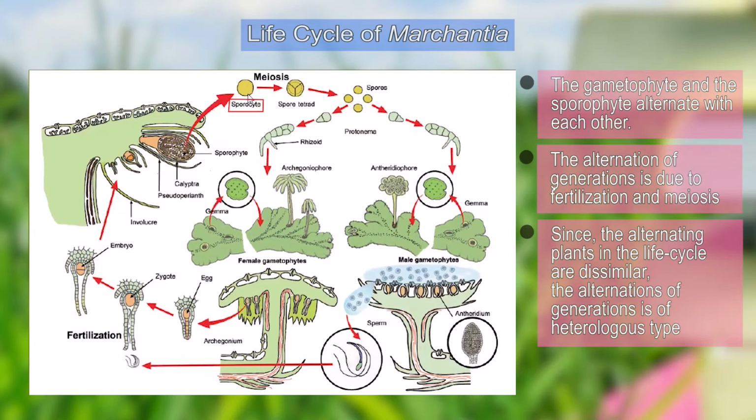Now, in this capsule, meiosis occurs and the diploid sporophyte returns to the haploid phase, that is the end phase. During meiosis, the spores are produced which are dispersed with the help of elaters, and these spores again produce the protonema. From the protonema, the gametophyte cycle initiates. So, as I said, the gametophyte alternates with the sporophyte. The alternation of generation is due to fertilization and meiosis. Since the alternating phases in this life cycle are dissimilar, the alternation of generation is of heterologous type. With this, we complete the life cycle of Marchantia.